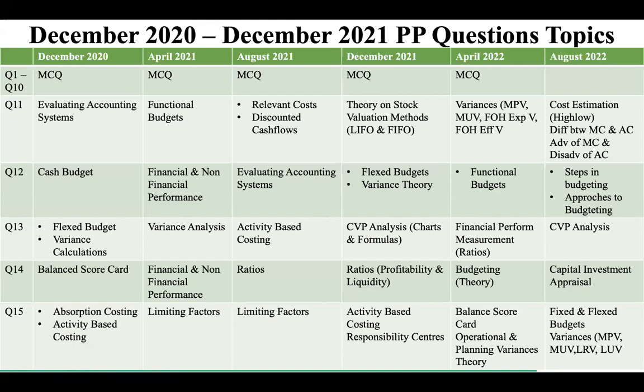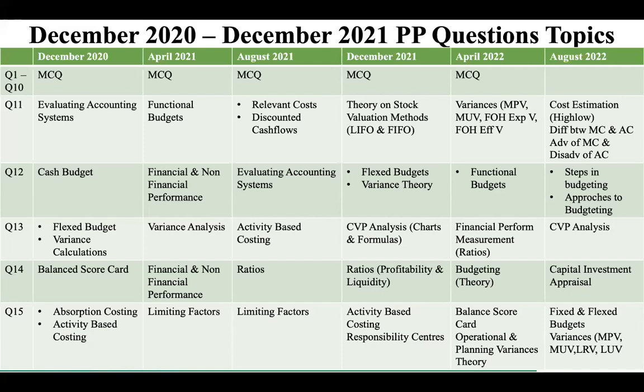In December 2021, they looked at multiple choice questions, of course. Question number 11 was theory on stock valuation method, FIFO and LIFO. Question number 12, they tested on flexed budget and variance theory. Question number 13, they tested on CVP analysis, charts and formulas. Question number 14, they tested on ratios. Question number 15, they tested on activity-based costing and responsibility centers.